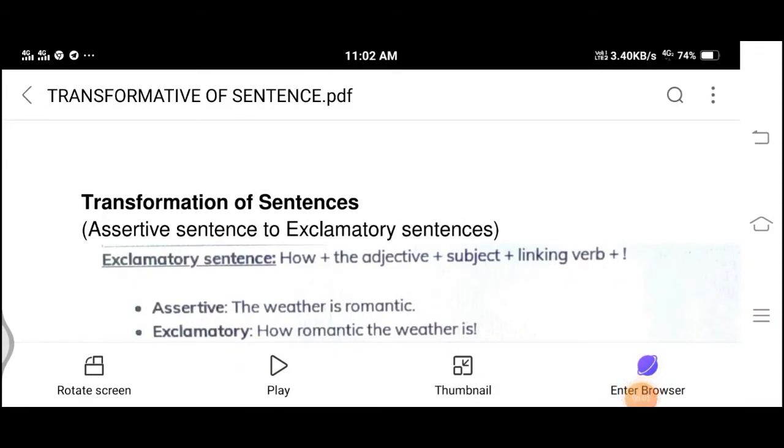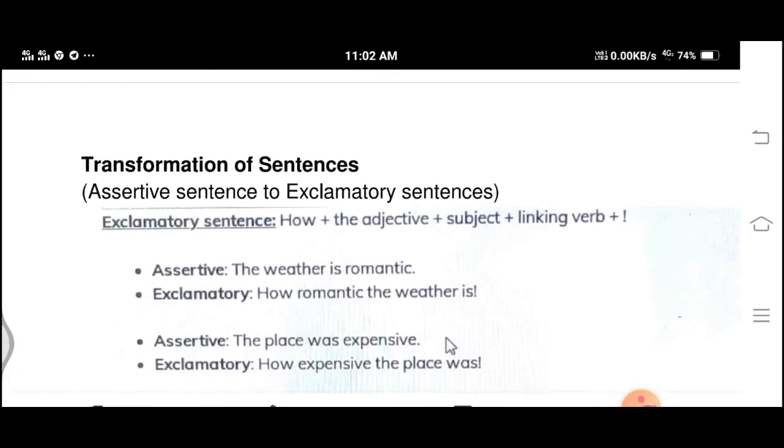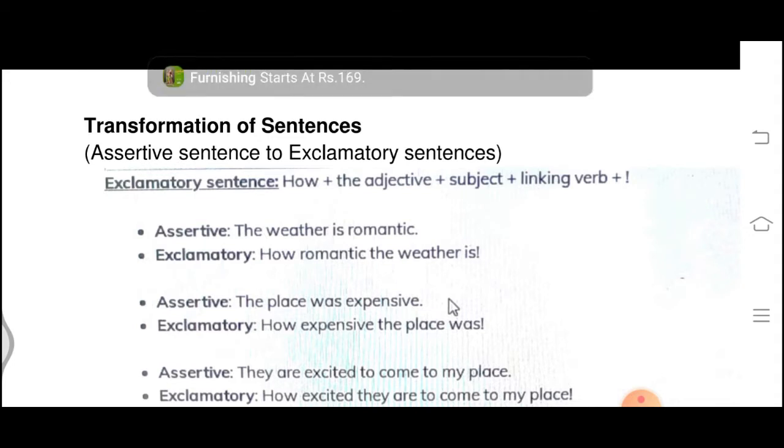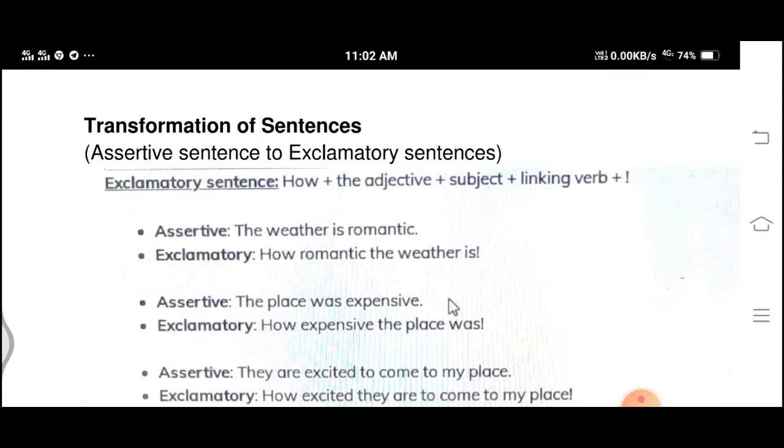Students, as we have told you, in your syllabus, GCB State Board, there are 5 topics based on transformation of sentences. So, here is the third topic, assertive sentence to exclamatory sentence.